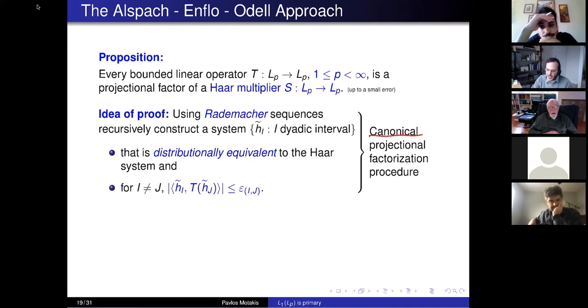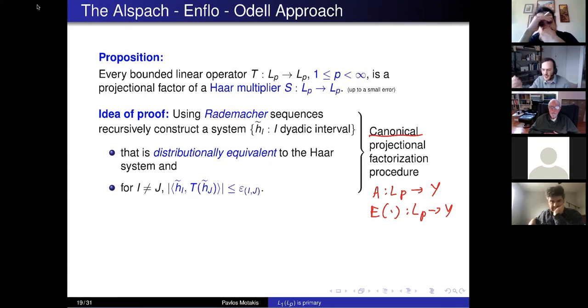And I'm calling it a projectional factorization procedure because there exists this subspace Y, namely the one spanned by these H_i tildes, which is canonically isomorphic to L_p. So you have this canonical isomorphism from L_p to Y. And then there also exists a projection, which is a conditional expectation with respect to some appropriate sigma algebra generated by those H_i tildes, which goes from L_p to Y. And then you can combine these to show that your T is a projectional factor of a Haar multiplier.